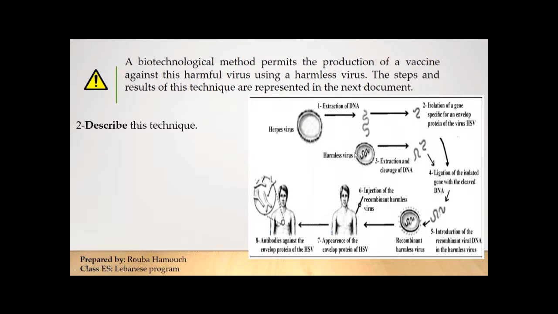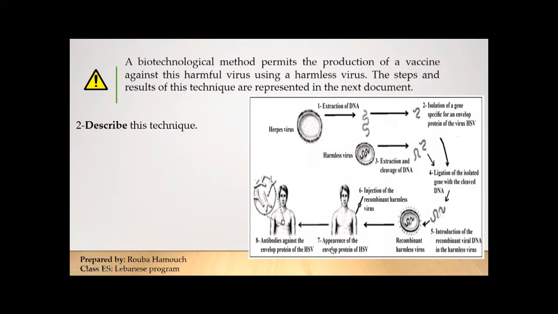Now, from the harmless virus, we extract and cleave the DNA. Then we integrate the herpes gene into the DNA extracted from the harmless virus. So we obtain a recombinant viral DNA, a DNA from a harmless virus carrying a gene from a harmful virus, which is the herpes virus. The recombinant DNA obtained is reintroduced into the harmless virus. Now, the recombinant harmless virus is the vaccine and it is injected into the body.